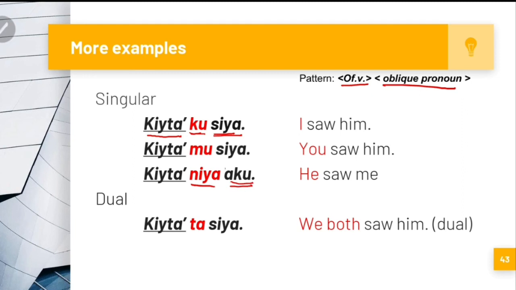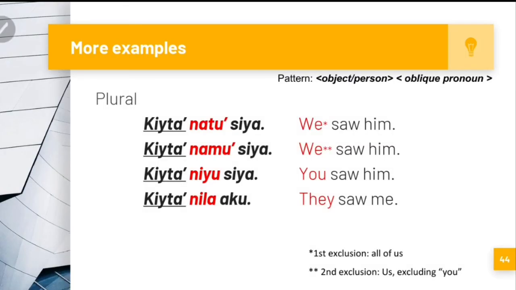Kita niya ako, because ako is a nominative pronoun. And we have the dual, kita ta siya. Ta is a dual form that means both of us, me and you, saw him. In the plural form, kita nato siya, we all saw him. Kita namo siya, we saw him. Kita niyo siya, you saw him in the plural form. And kita nila ako, they saw me.